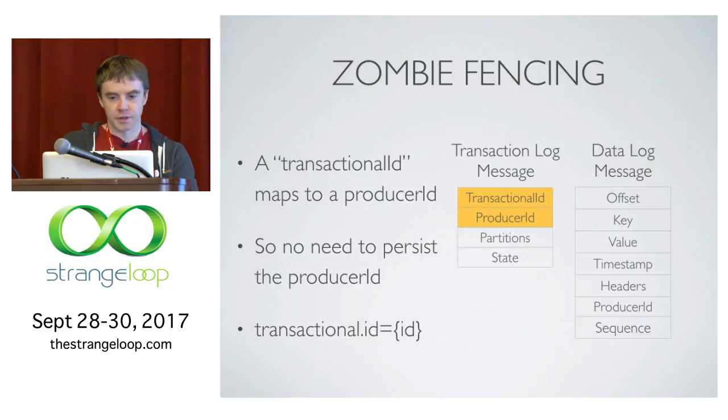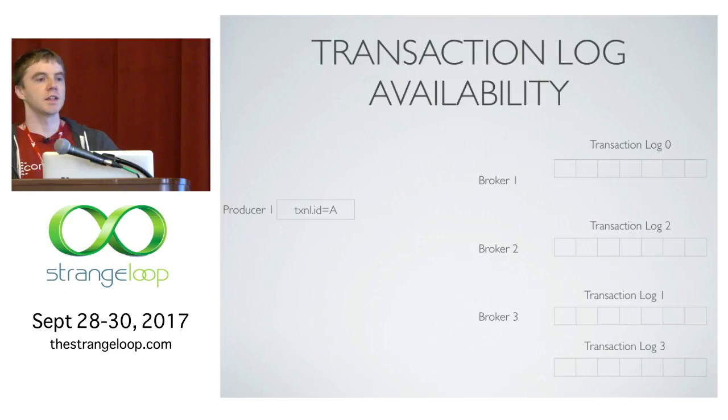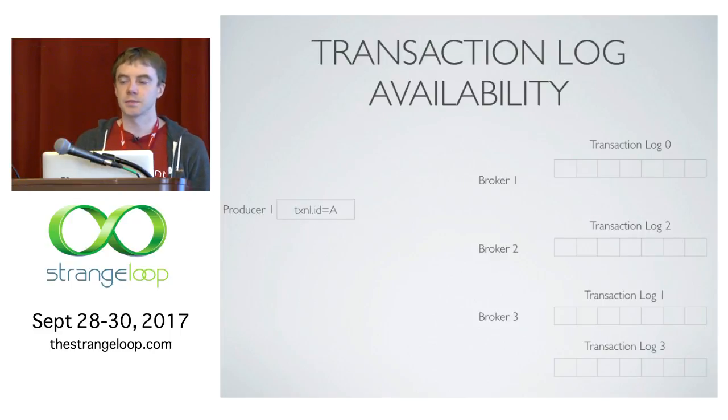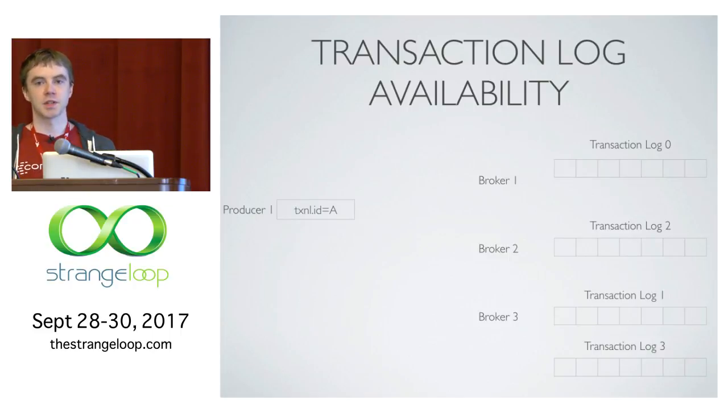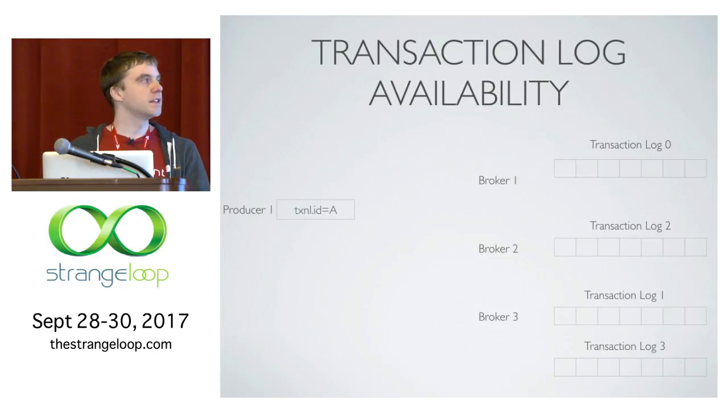So I want to take just a very brief detour from this zombie fencing problem, just because it's difficult to find a place to put this in the presentation, and discuss transaction log availability. So this pertains to this transactional ID. The transaction log is also just a topic in Kafka. And that means it has multiple partitions. Each of those partitions is replicated. Each transactional ID is mapped to one of the partitions of that transaction log topic.